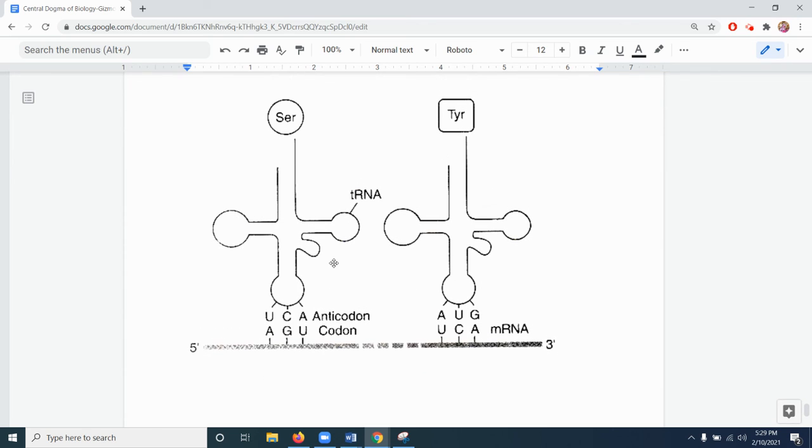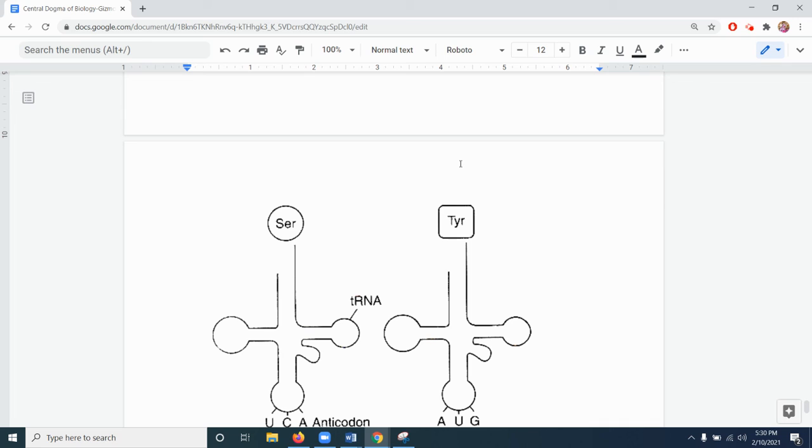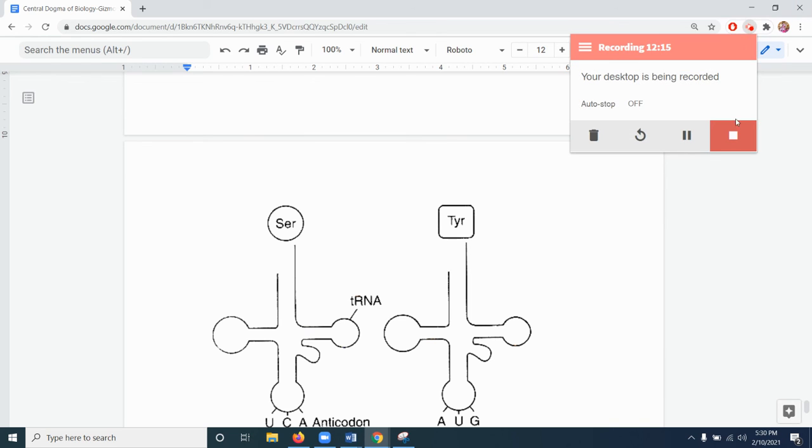This is just another example of a diagram of the tRNA. tRNA bring the amino acids to the site of the ribosome, and the anticodon matches with the codon, and then these amino acids are bonded together. I think once we see a video of it actually happening, it's going to be easier to understand. All right, that was too long.